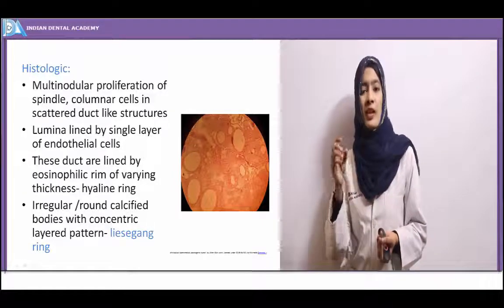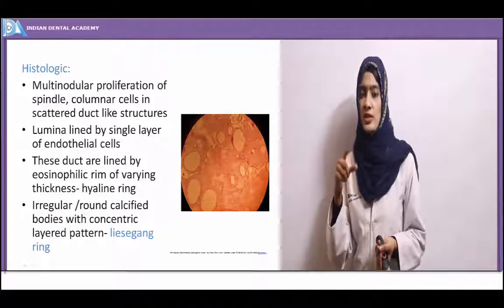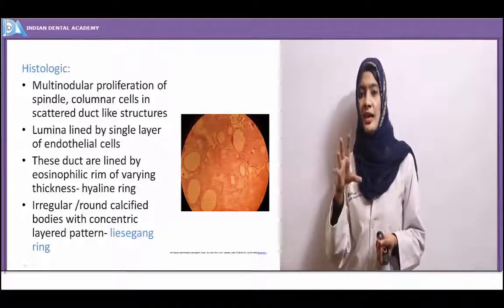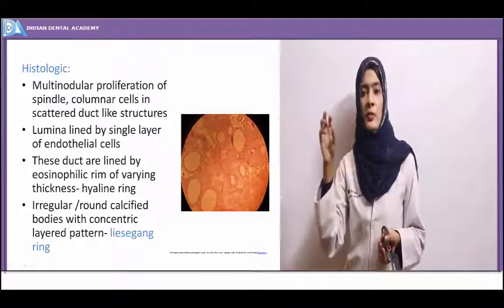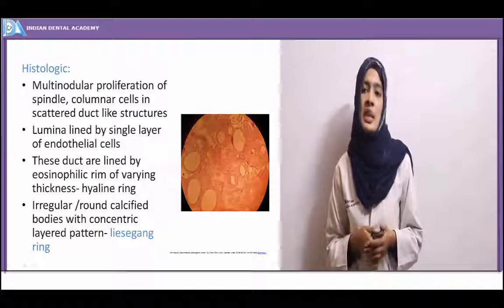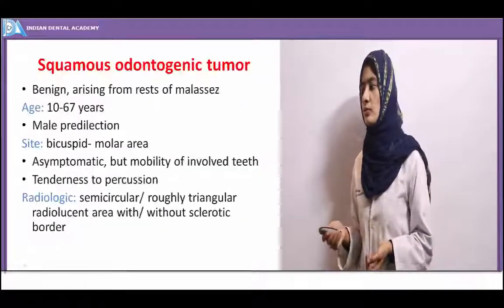Sometimes some irregular or round calcified bodies are seen within this concentric ring-like pattern, that is a duct-like structure. Within these bodies, here and there you see some concentric calcified bodies. Those are given the term Liesegang rings. So calcification in the form of Liesegang rings is also present.